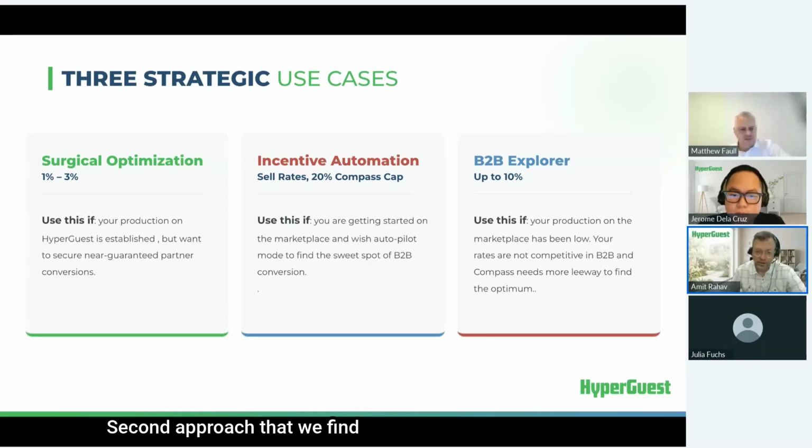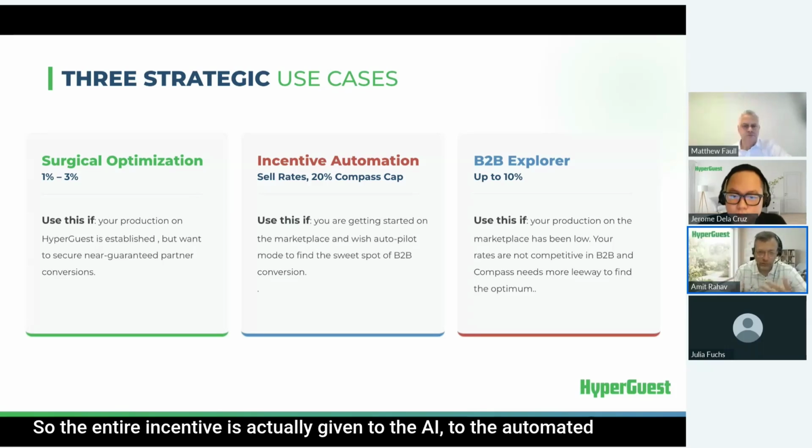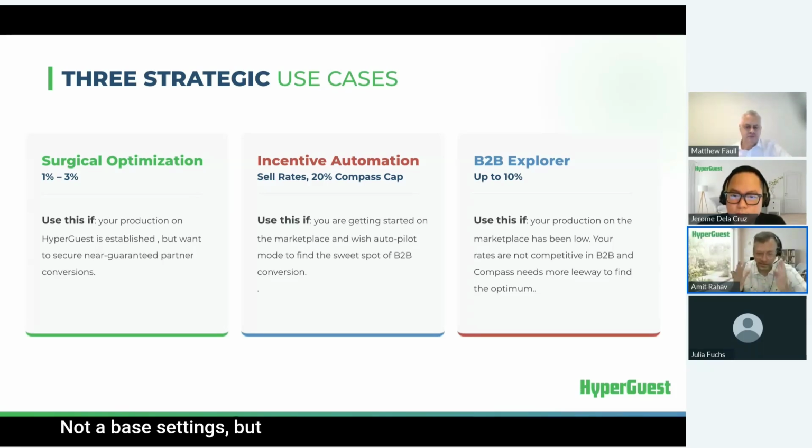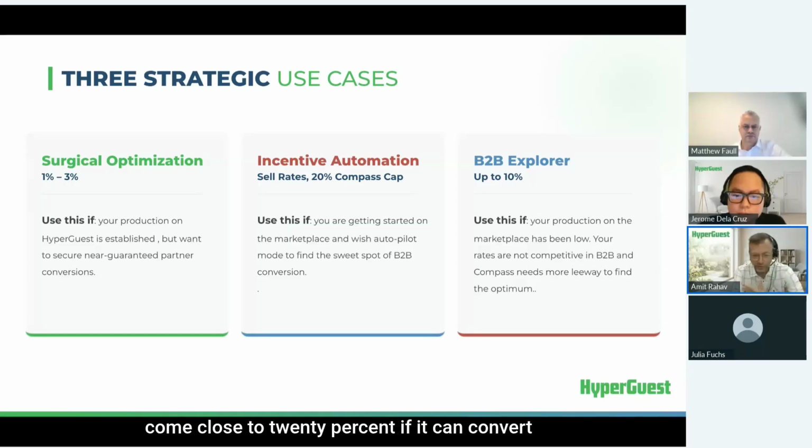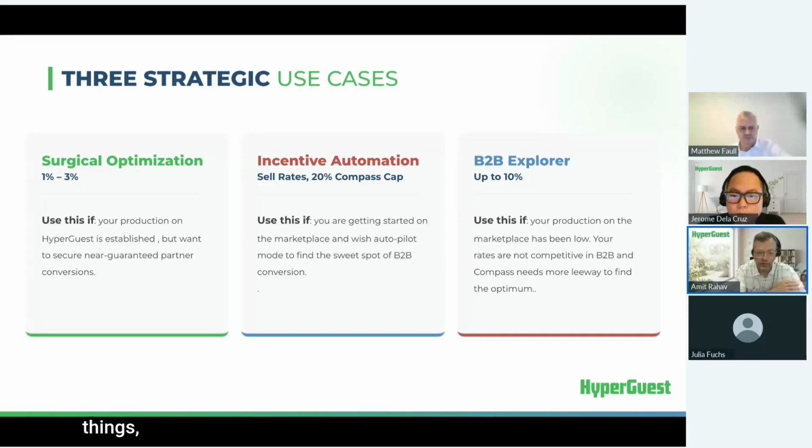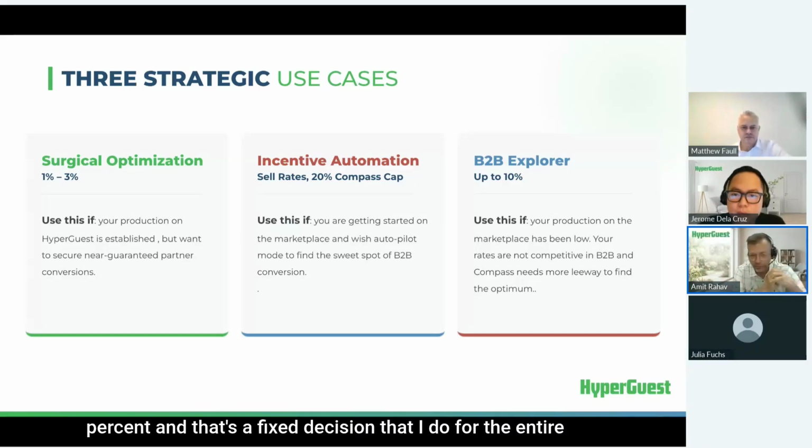The second approach that we find very exciting: the hotel tells us, I'm going to just put a sell rate and I'm going to tell Compass, you can work between 10 and 20%. So the entire incentive is actually given to the AI, to the automated system, not as a base setting but for every chunk. That means on a different day of the year I can have the best sell to net according to what is converting. Let's say I give it 20%, it's never going to come close to 20% if it can convert at 12%. That varies by hotel. I think this shows the variance from the old way of doing things, which was to say, in the B2B I have to give 20%, a fixed decision for the entire year. So this actually makes the entire commission dynamic.